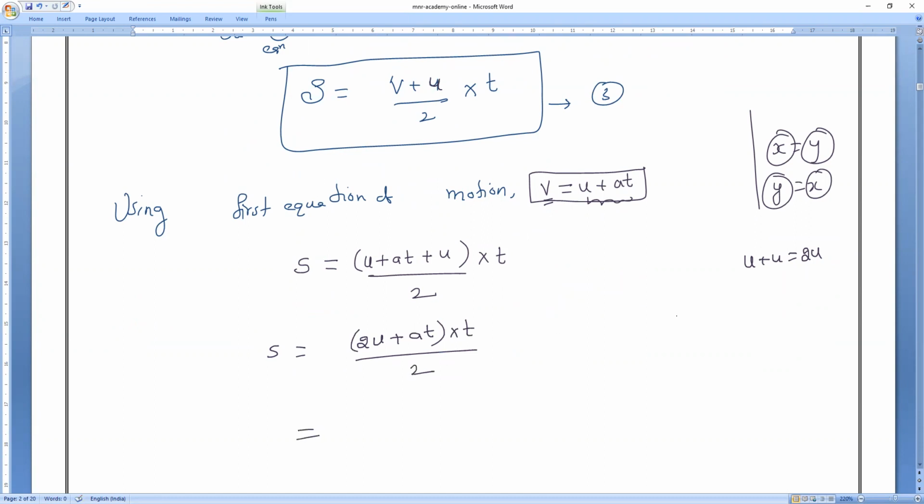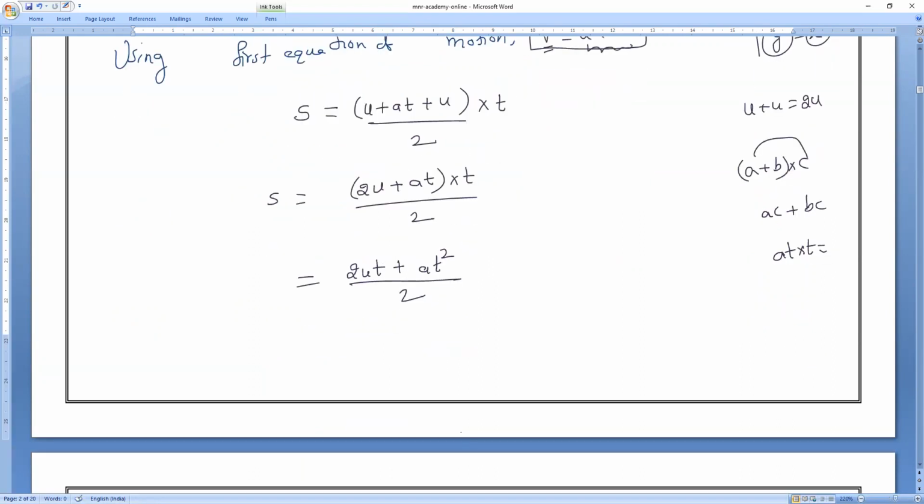Now, multiply this one. A plus B into C: what is the mathematics? A into C, AC, plus B into C, BC. Same way, tell me here: 2U into T, 2UT, plus AT into T. What is the result? AT square. AT square by 2. Clear, Lingesh? Yes, sir.